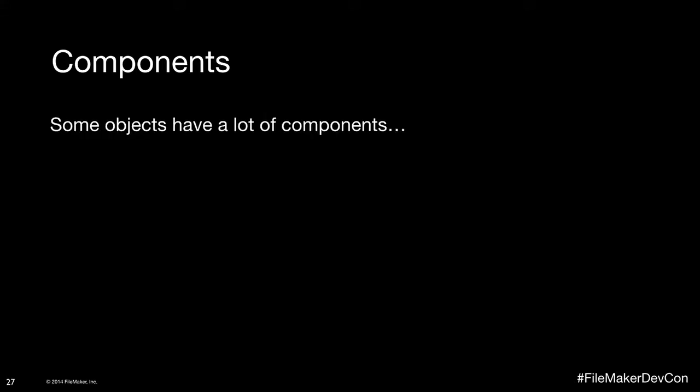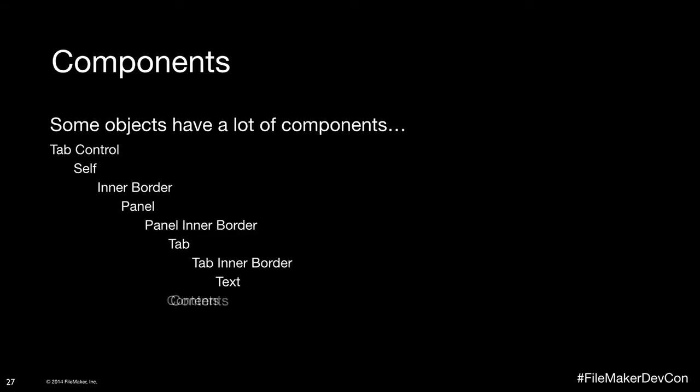Some other objects have lots of components. Tab controls have more than 4 components. They have quite a few more than 4 components, actually. So for this reason, some objects require more style information than others. And also for this reason, you can't always take a style from one object and move it to another one willy-nilly. Because if you take information about the style from a field and try to put it in a tab control, you're going to style the self inner border, but there's no style information there for the panel inner border.